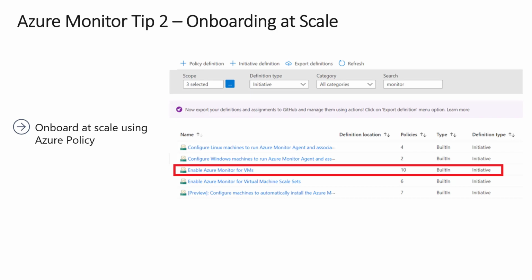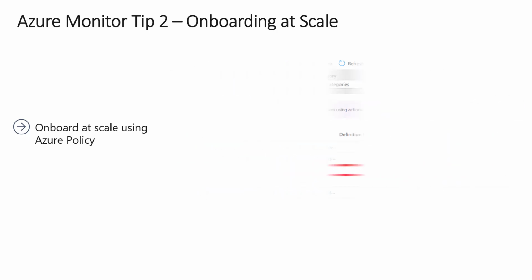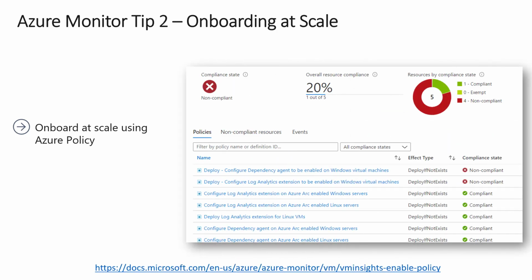And you can see here in the slide, there's a built-in initiative. So it's native to Azure. It's out of the box, simply called Enable Azure Monitor for VMs. And that initiative has 10 policy definitions as part of it. And when you choose to deploy that initiative, you can target that at your management group level or your subscription level, so you can capture all virtual machines under each of those logical organizational units.